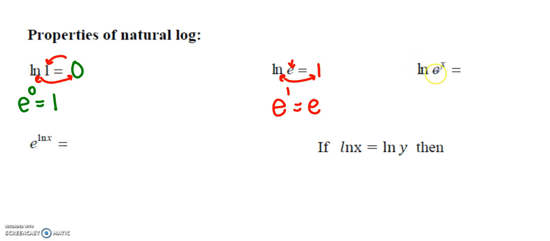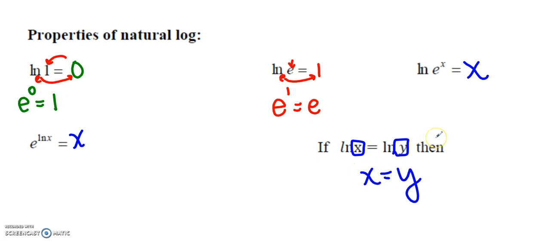The natural log and the natural exponential function are going to be inverses and cancel each other out, and we are left just with x. Exponential base and a logarithm in the exponent, those are going to cancel as inverses. We're also left with x. And just like before, if the natural log of x is equal to the natural log of y, then whatever is inside of that function, those two values must be equal.